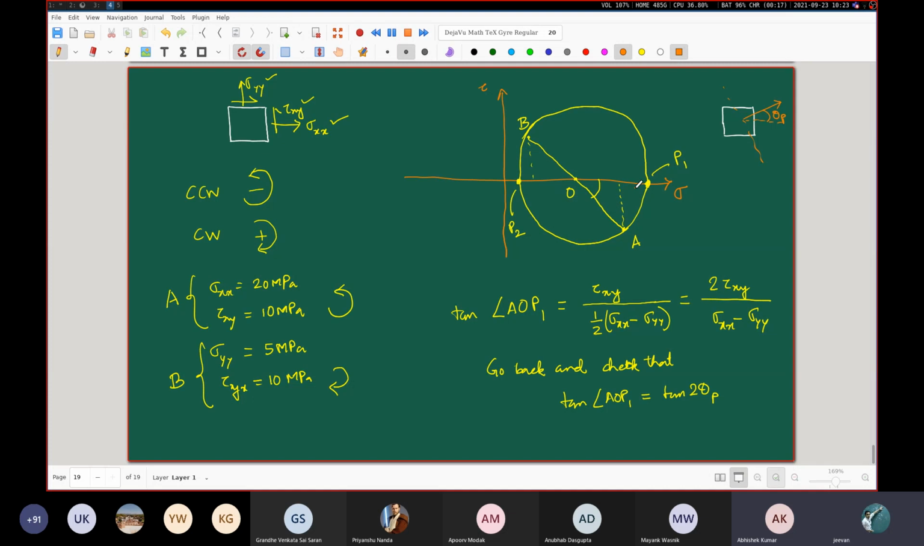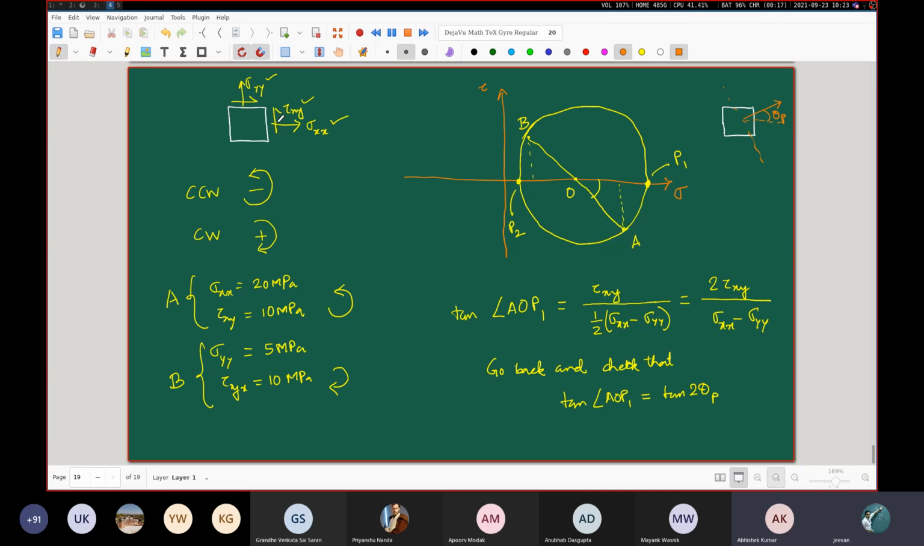Okay, and this is not just for the special case of the principal stress. Any two points or any two arbitrary orientations that you can think of, when they are tilted to each other by an angle theta in the actual physical plane of the stress element, in the corresponding geometrical plane, it corresponds to an angle of twice theta. And you can immediately check this through this A and B point also.